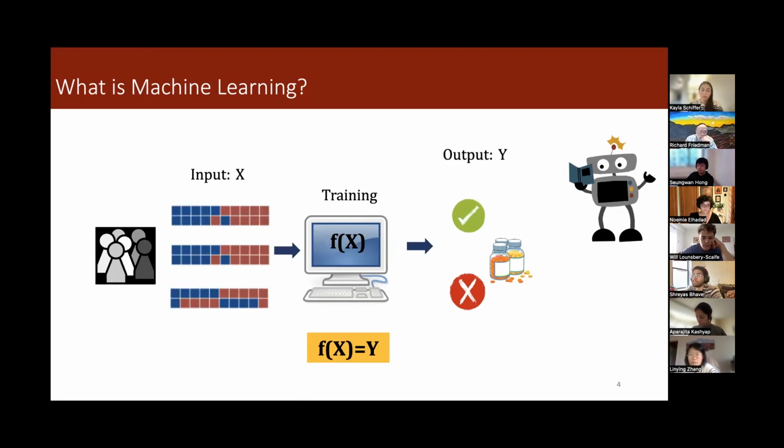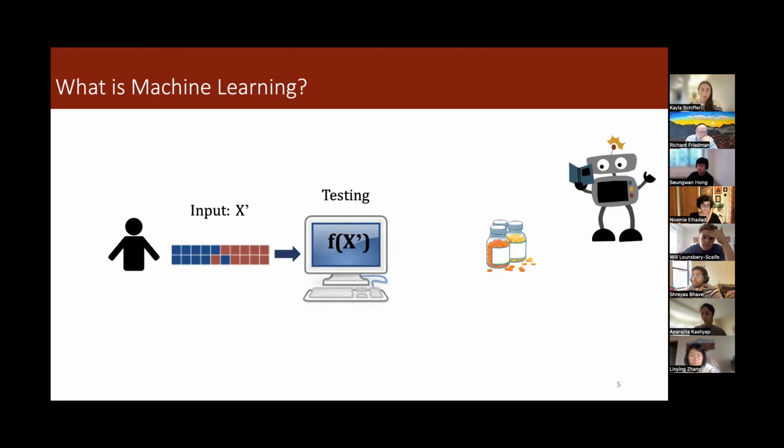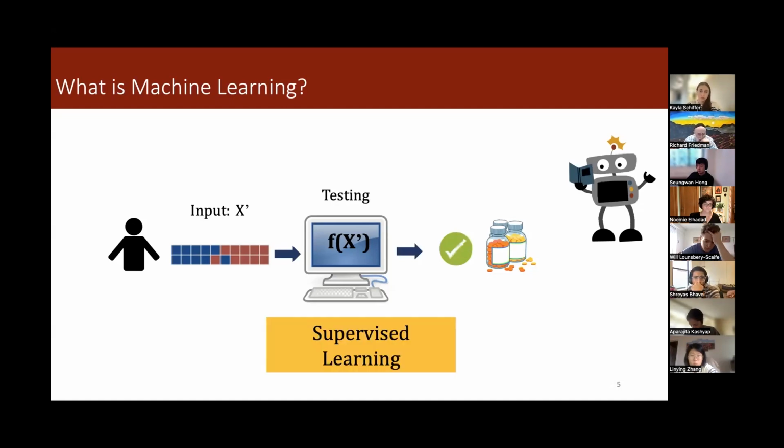And the reason we want to learn this function is because if a new patient comes in and we have the information about their numerical features, we can feed it into the function that we have learned. And if we have done a good job of learning this function, we can make an accurate prediction of whether this patient will have the side effect or not. This particular flavor of machine learning is called supervised learning, and there are many, many models that can allow us to learn this function.